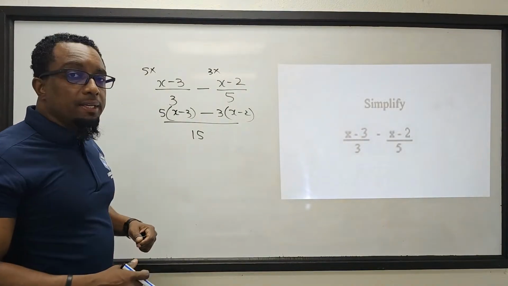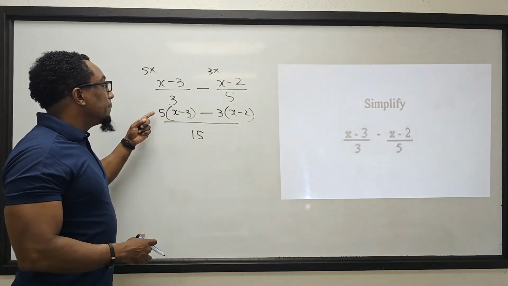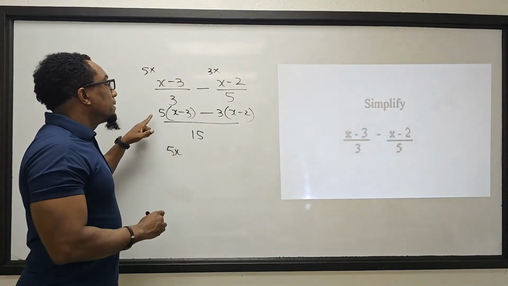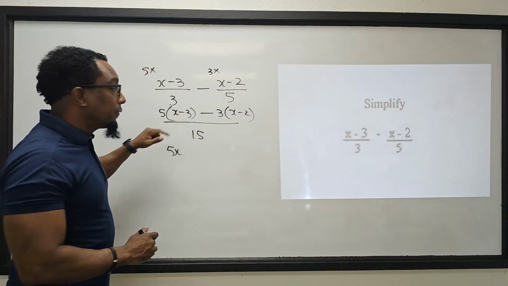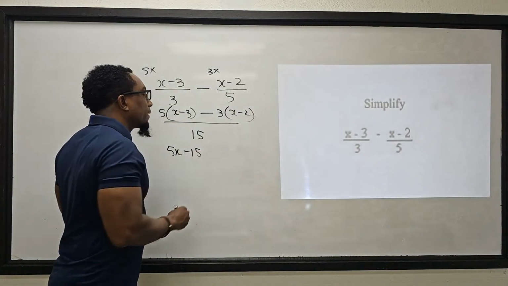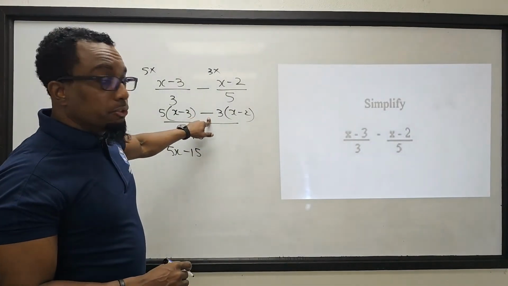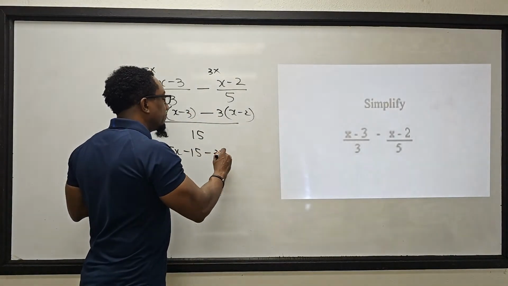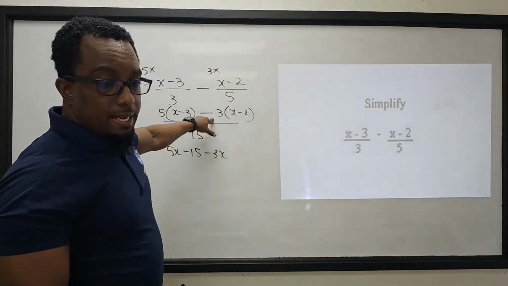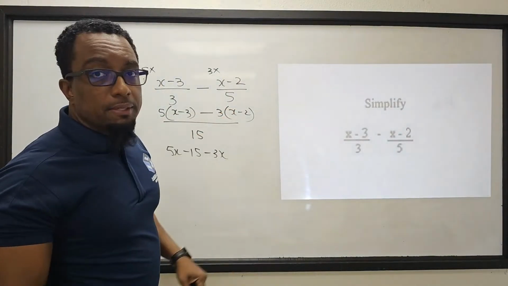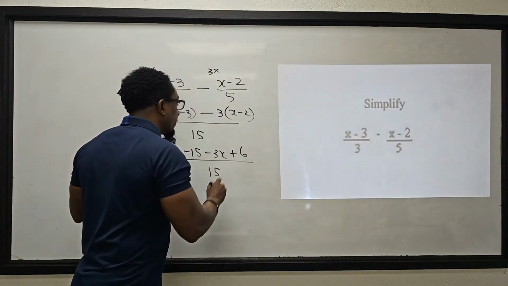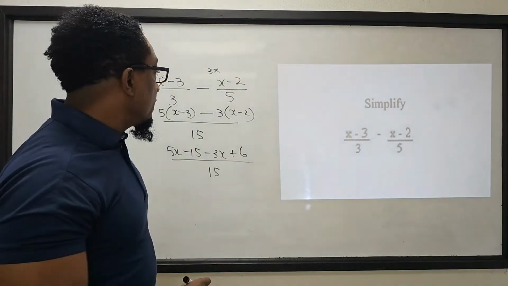So let's expand, removing brackets and multiplying 5 by x, which will give me 5x. And I'm multiplying 5 by negative 3, which is negative 15. I'm going to multiply negative 3, not 3, but negative 3 by x to give me negative 3x. And I'm multiplying negative 3 by negative 2 to give me positive 6, all over 15. Of course, we're going to further simplify.